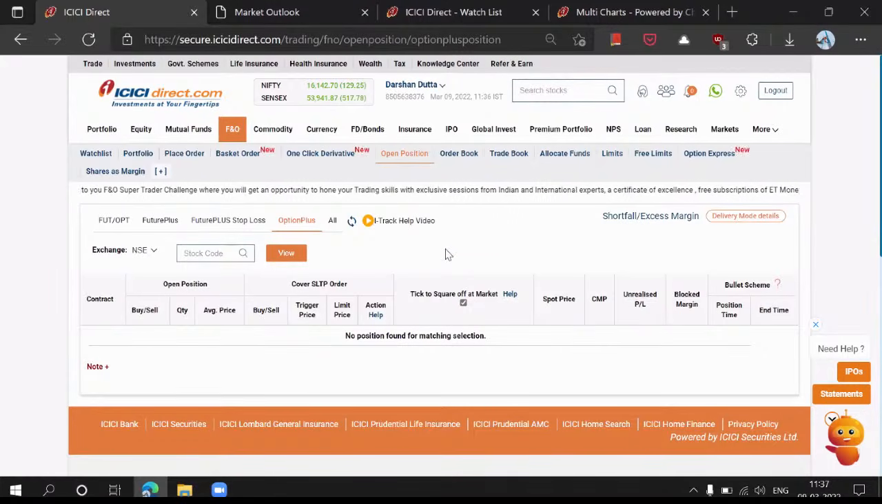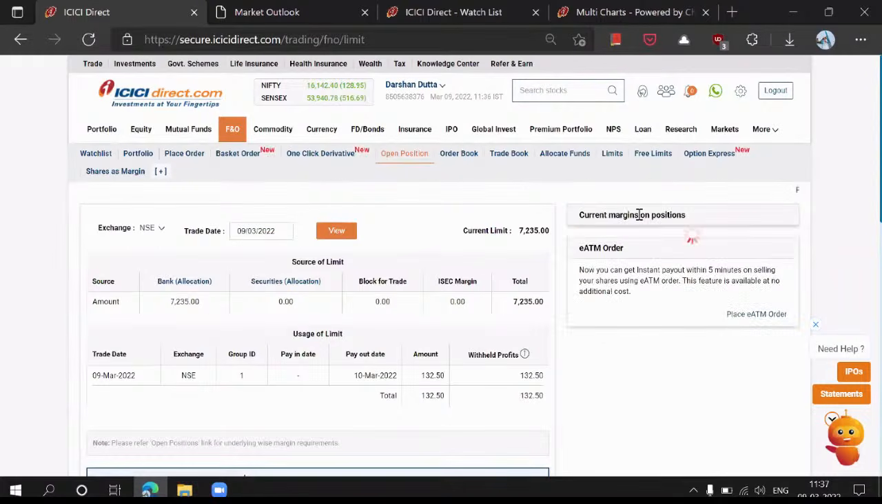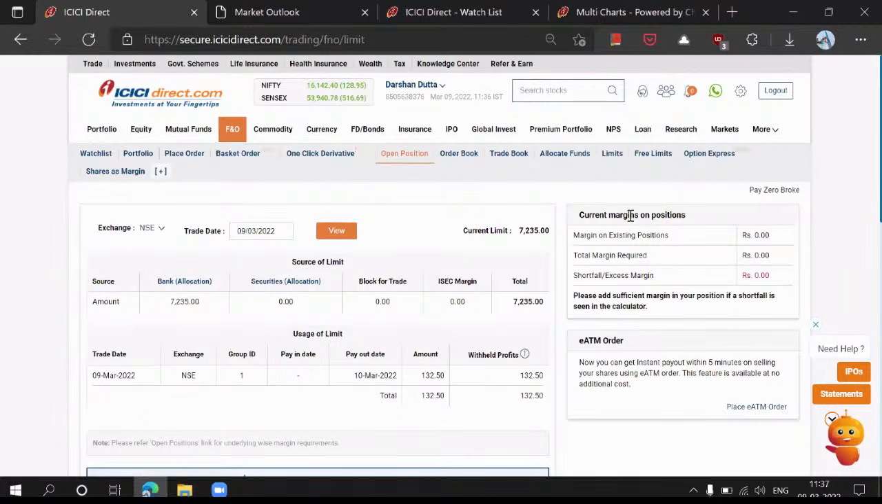And if you have any positions, Darshan, if you just click on that, you will see the margins there. So I'm saying, what is the margin on your positions? What is the margin required? What is the shortfall? All that you could view on a real-time basis on the ICICIDirect platform.